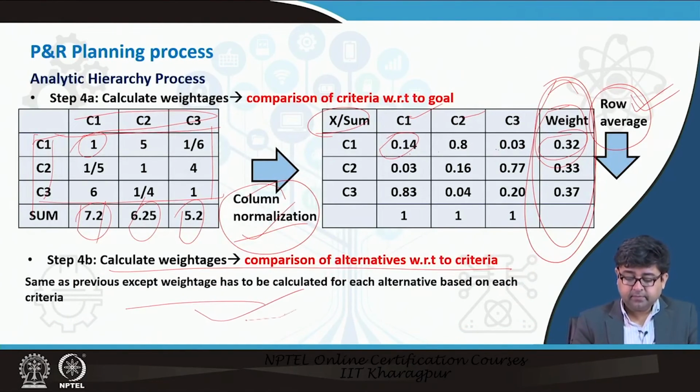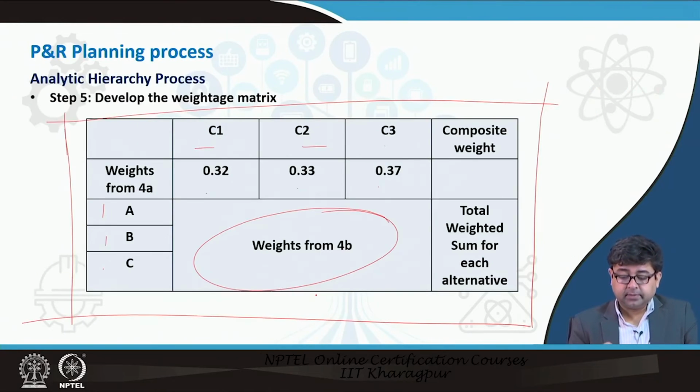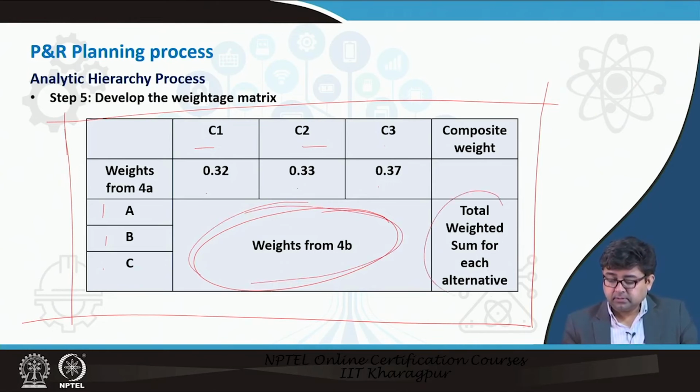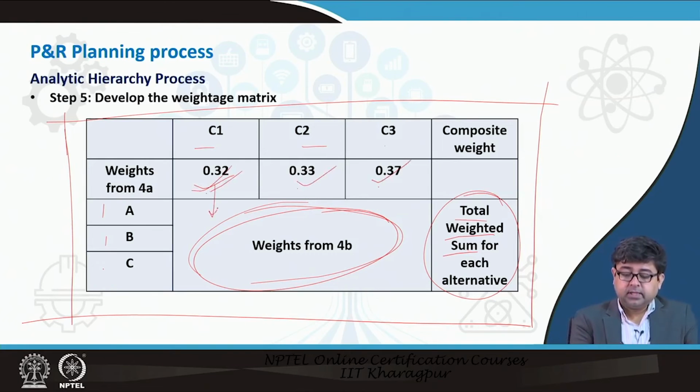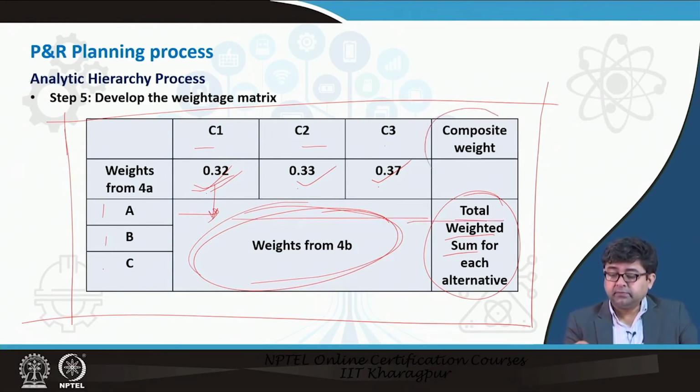and all the weights that you would have developed from this step right here, right. All the weights that you have developed in here would fit right in here, and the additional column that you will have here is the total weighted sum. It is just the weighted sum. These weights are these. So, you just multiply that with whatever value is here and you sum across the rows, and the weighted sum will give you the composite weight.